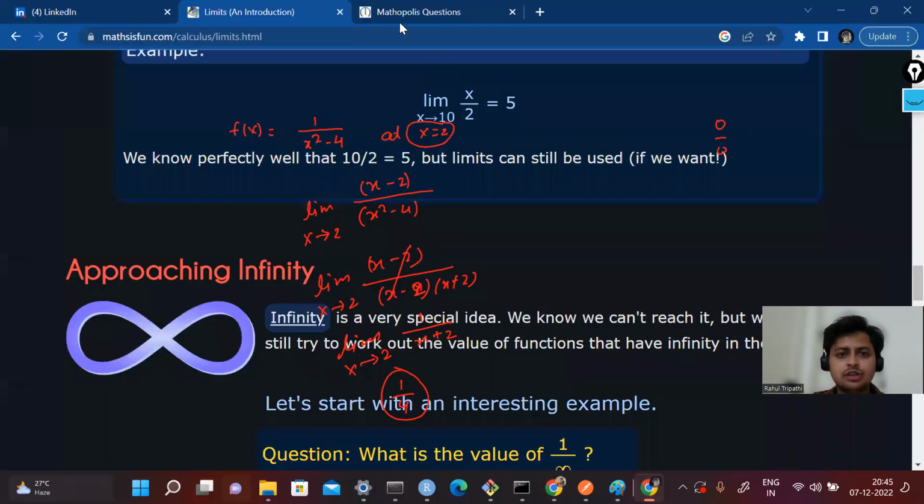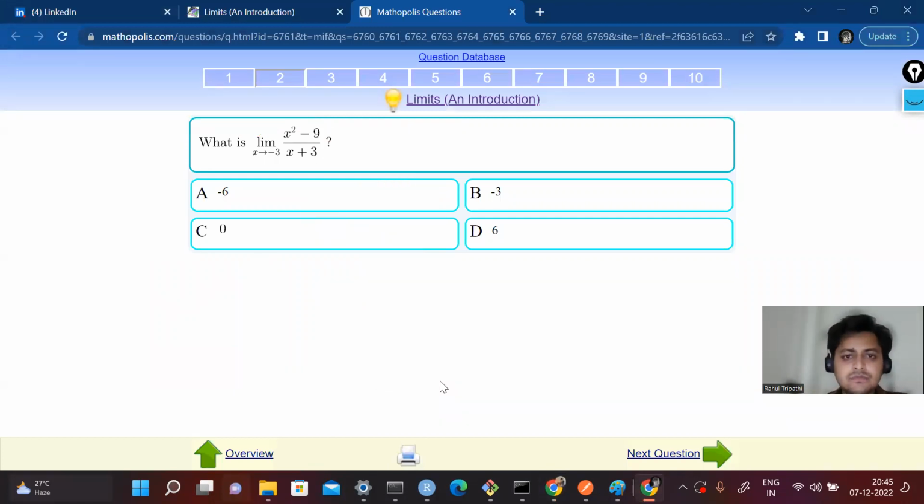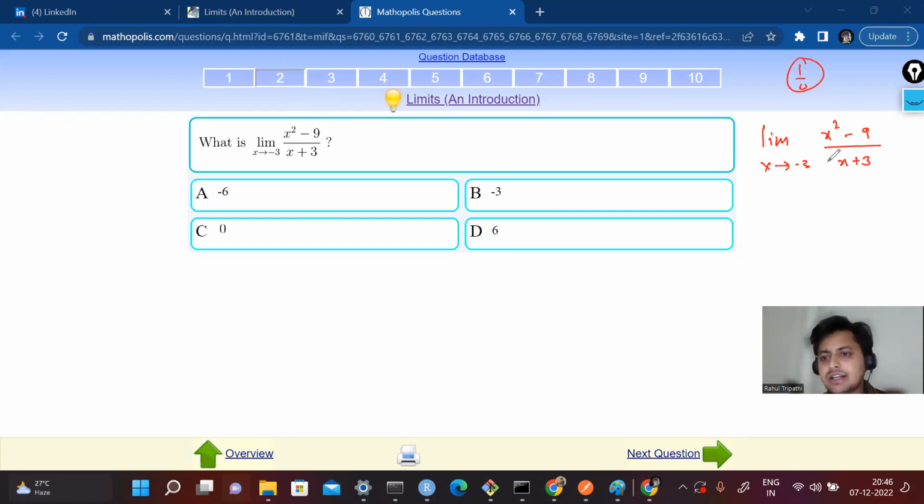So let's go and solve some more problems of limits. Now see this problem. In this problem, we are trying to find the value of this function at a particular point. We have the limit as x approaches minus 3 of (x square minus 9) divided by (x plus 3). If we try to find the value of this function at minus 3, it will again be a 1 by 0 problem. You can check it by directly putting in the value.